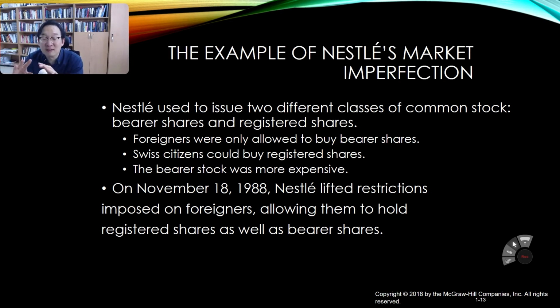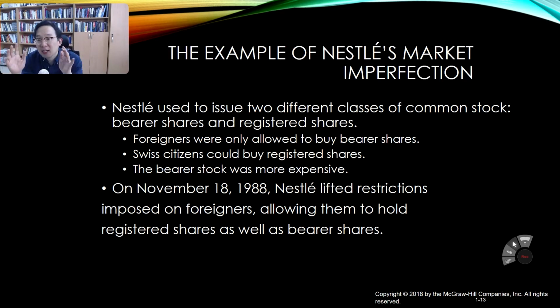Commonly used in the US and then other countries. Two different classes of shares: bearer shares, and then registered shares. Foreigners were only allowed to buy bearer shares, and Swiss citizens could buy registered shares. You can guess that registered shares are for Swiss nationals, so concentrated ownership must be there for them. Foreigners can buy and sell, but it's not that much of a voting right, I guess, right?